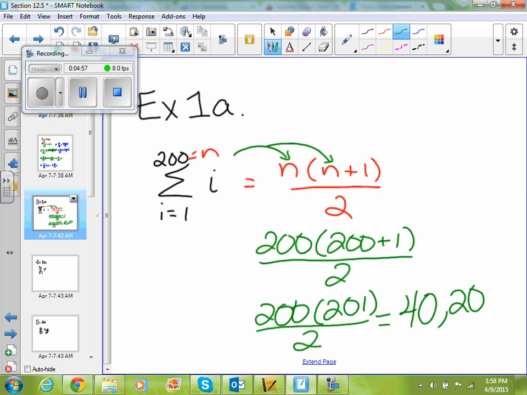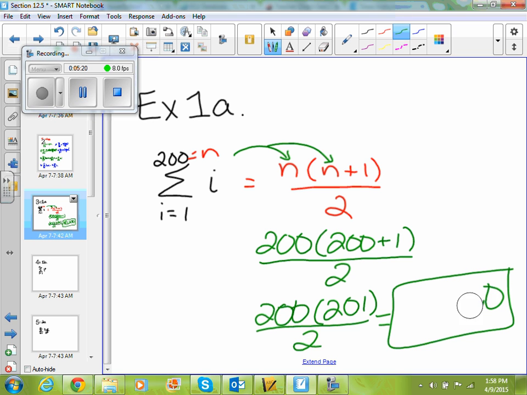40,200. So your sum would add up to 40,200. So if you had to actually add those, that would be a lot of work. Did you divide it by 2? No, you did not. It's not 40,200. Divided by 2. What is it divided by 2 then? 20,100? Okay.